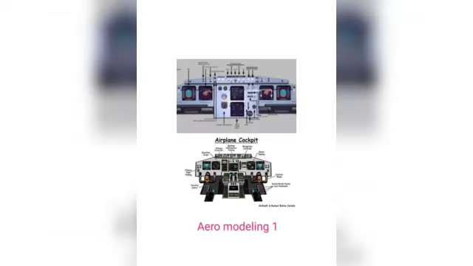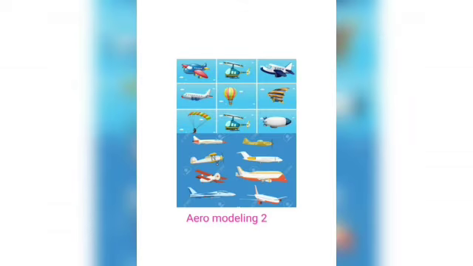Here is your important session, the aero modeling session. In the first aero modeling session we are going to cover the cockpit panel and its buttons, how it is used and how it functions. So this will be your first modeling section, and in the next aero modeling section you will have different types of planes, how they work, and what the difference between them is. So this will be your syllabus of 8th standard.